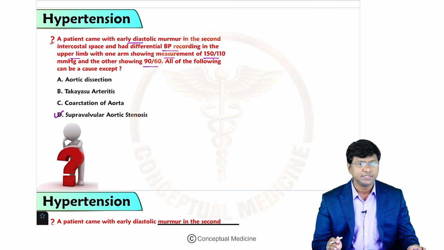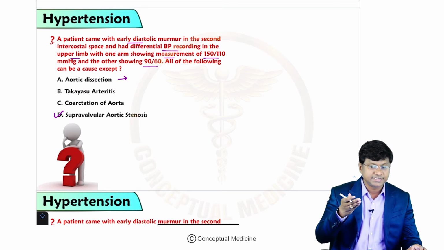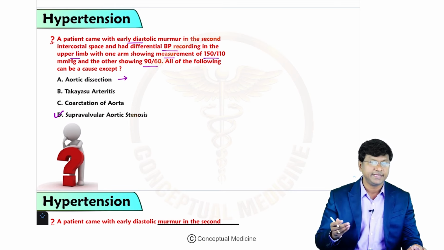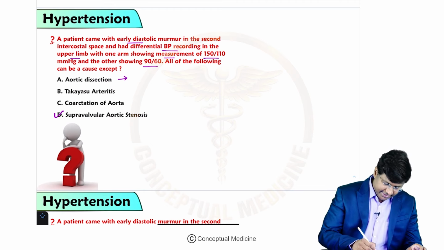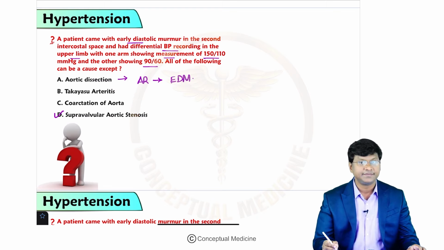So, let me discuss the case of aortic dissection. If the dissection is progressing retrogradely into the aortic valve, the individual will develop aortic regurgitation, and as the individual develops aortic regurgitation, there will be development of the early diastolic murmur. Even in patients with Takayasu arteritis as well as coarctation of aorta, you have a difference in the blood pressure between both the arms.